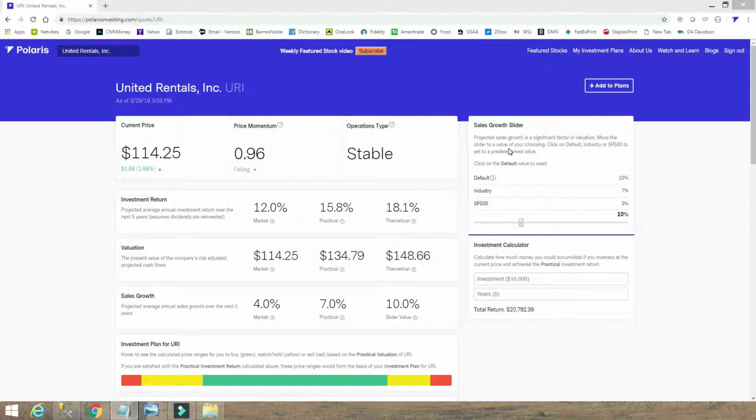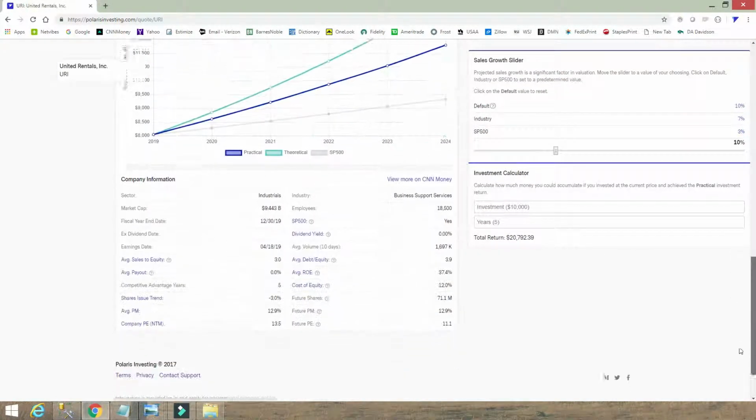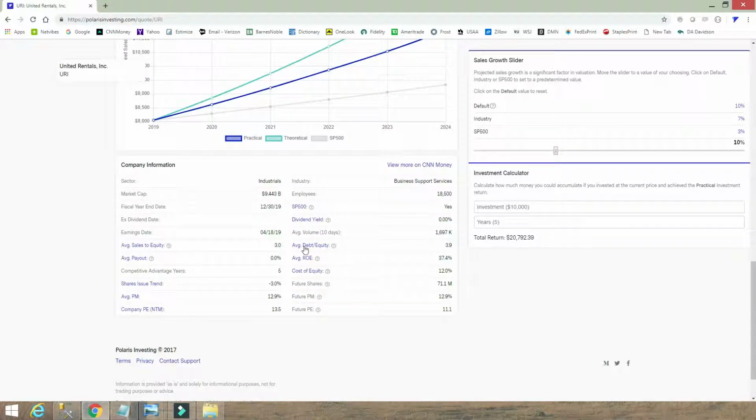To get familiar with United Rentals, let's look at some background information. We scroll down here at the bottom of the ticker page. We see here that the sector is industrials and the industry is business support services. It is considered to be in a cyclical type business, which we'll see as we go through more of the background. The market cap is $9.5 billion.